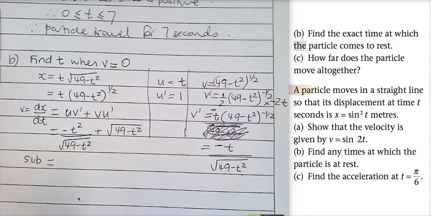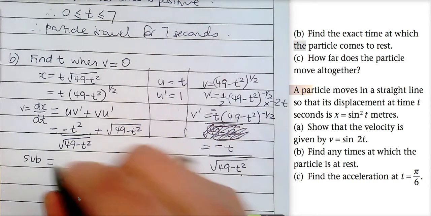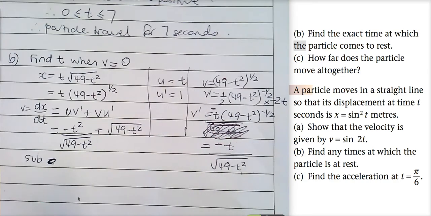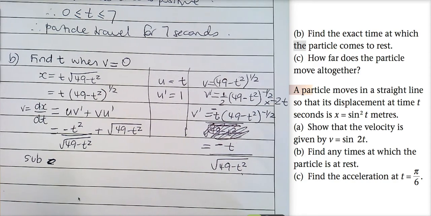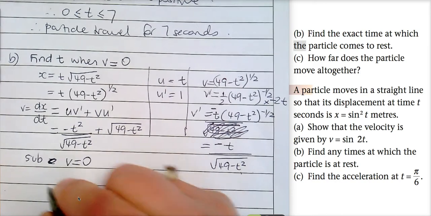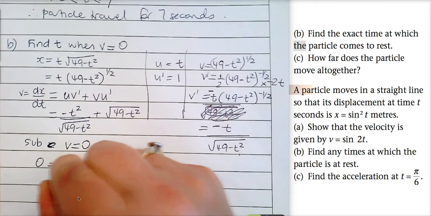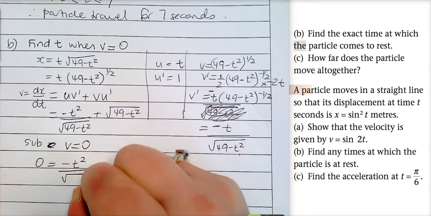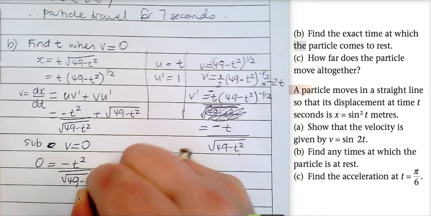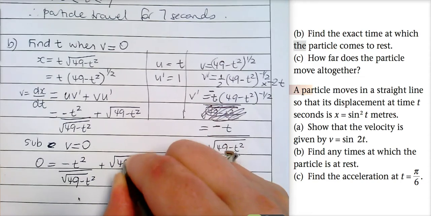We're just going to substitute what? What are we doing? Substituting? Hello? v equals 0. You know what? Probably the factorising would have worked better, but we get 0 equals negative t squared over the square root of 49 minus t squared plus the square root of 49 minus t squared.